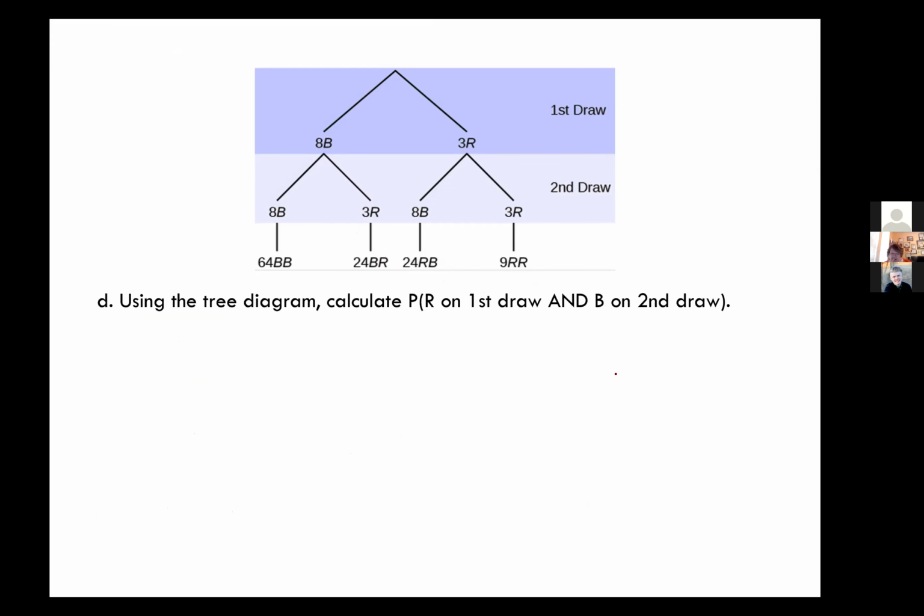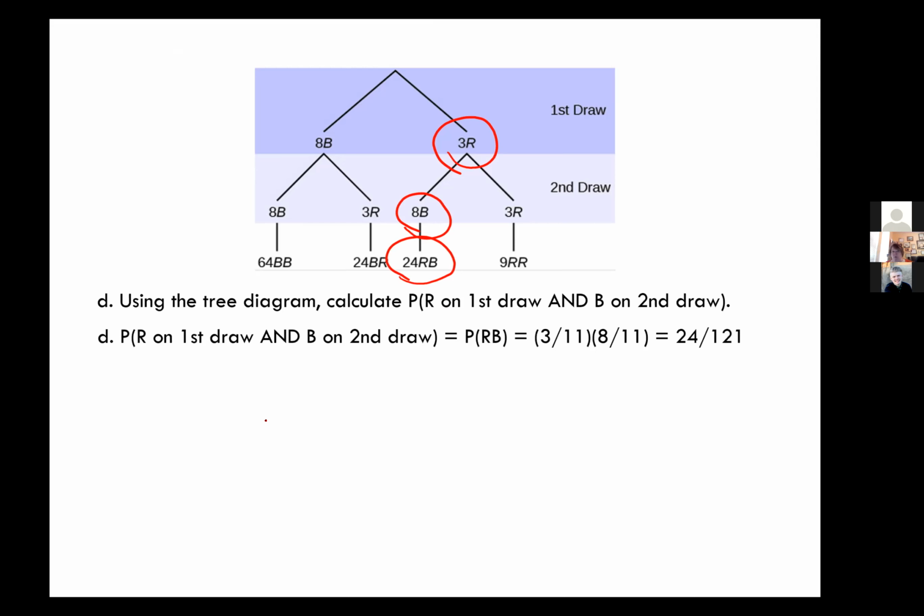Okay, what's the probability of getting a red on the first draw and blue on the second draw? So here are my reds on my first draw. What's the probability of me getting red on the first and blue on the second? That's right here. That's red on the first and blue on the second. There are 24 possible outcomes where I get red on the first and blue on the second out of the 121 possible outcomes total. So this will be 24 over 121.